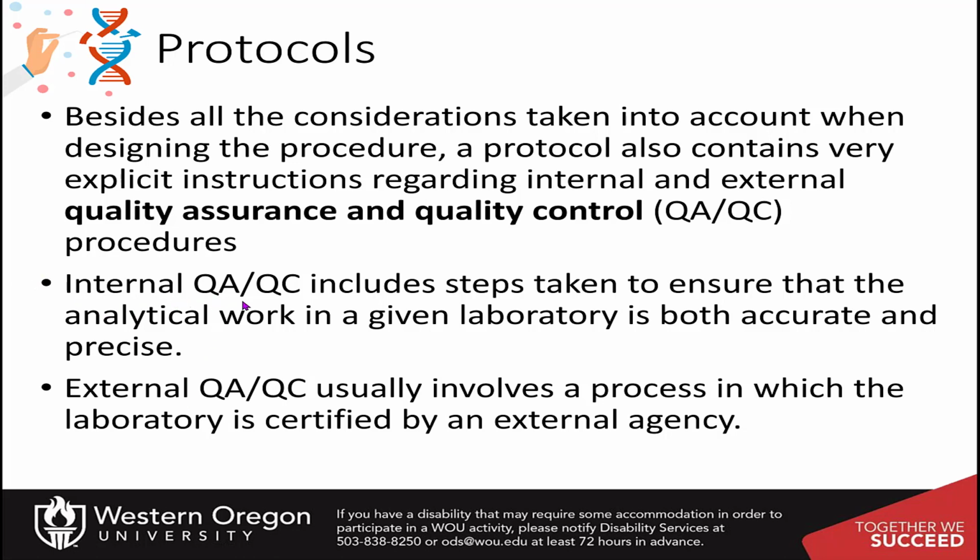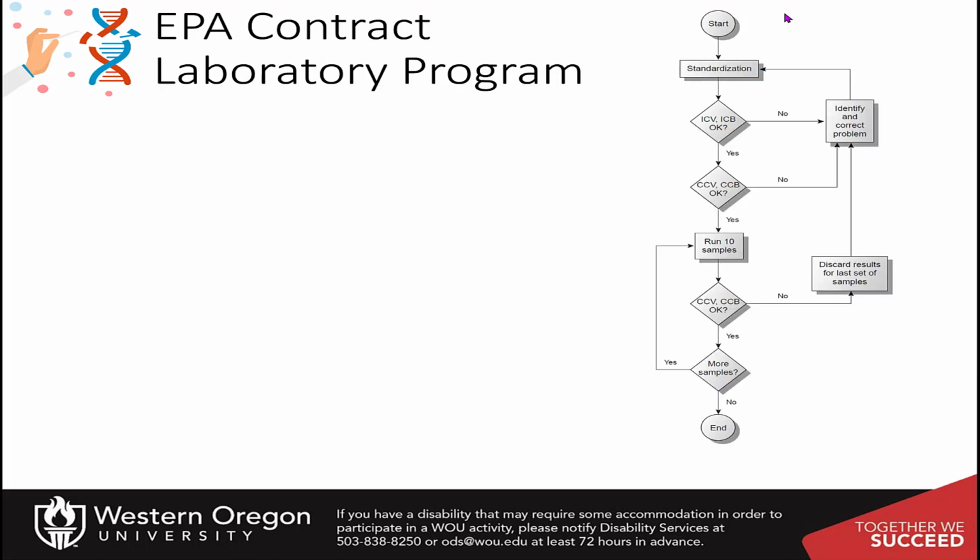So for internal quality control, this is going to include steps that are taken to ensure that the analytical work in a given laboratory is both accurate and precise. And for the external quality control, this is going to usually involve a process in which the laboratory is certified by an external agency. So maybe the FDA comes in and looks at things, or maybe the EPA would come in and look at how things are being analyzed, and they okay the process. Okay, so if you're actually running a protocol, like if you had an EPA contract laboratory program, for example, you would have to go through a long series of steps to be able to run samples that could be processed and analyzed for the EPA.